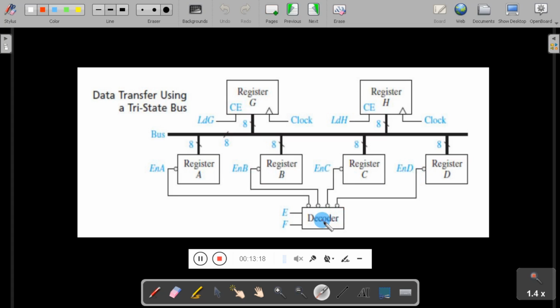We know the operation of the decoder. The decoder works based on the control signals E and F. So here, when the signals E and F are 0, 0, that will enable register A.